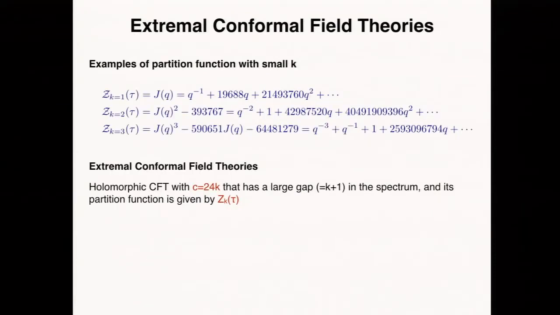Examples of the partition function with small k are given here. The simplest case, k equal to 1, is given like that, and k equal to 2 and k equal to 3 are all polynomials of J_Q. So an extremal conformal field theory is a holomorphic conformal field theory with central charge 24k and a large gap, where the first primary operator has dimension k plus 1, and its partition function is given uniquely in terms of J_k of tau.